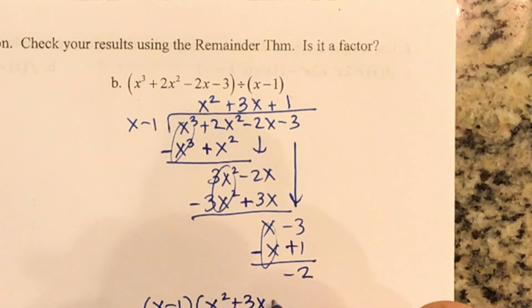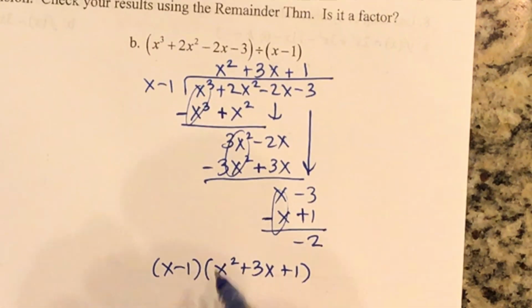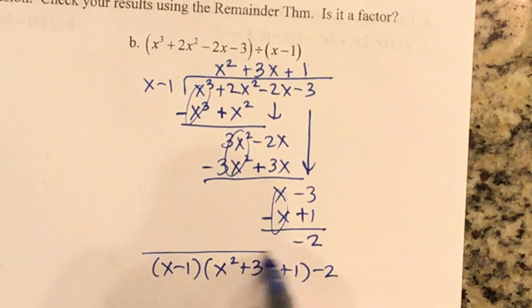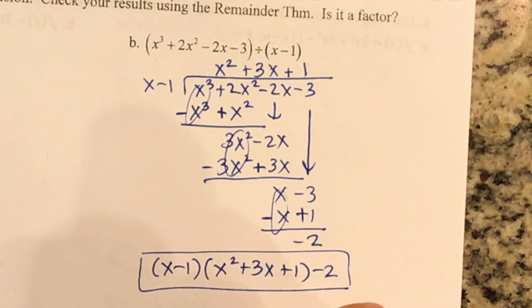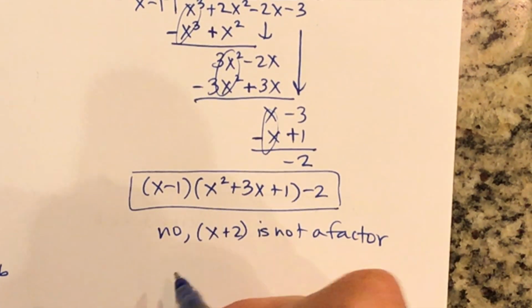So if I were to multiply these two things together, boom and boom. Oh, if I were to multiply these two cuties together, I would not get my original. I would need to subtract 2 from it to get the original. So no, x minus 1 is not a factor. I probably should have done that down below to be consistent. Oh boy. Okay, there you go.